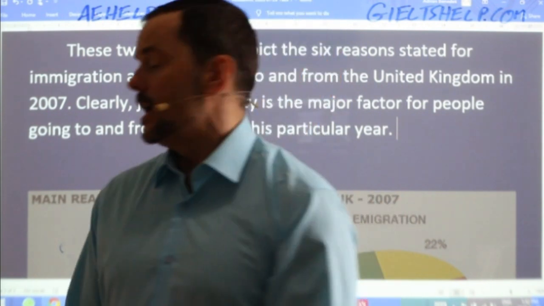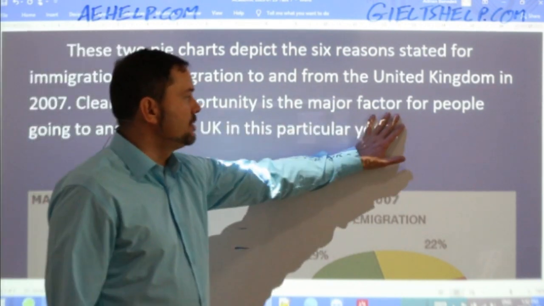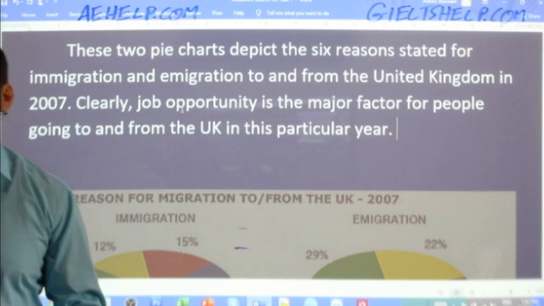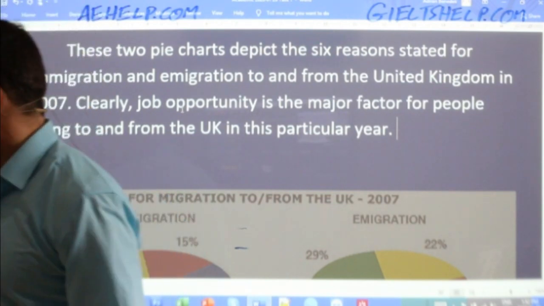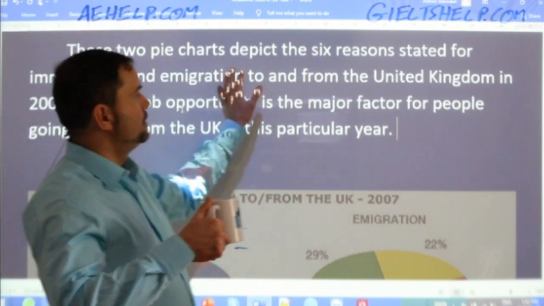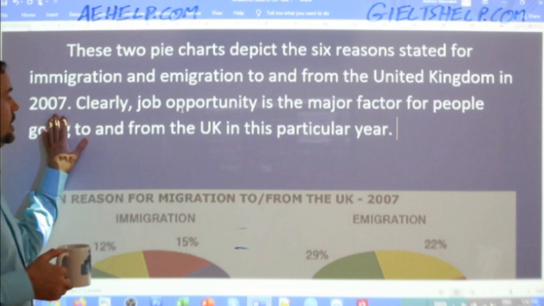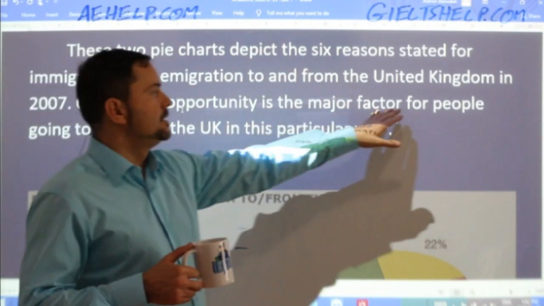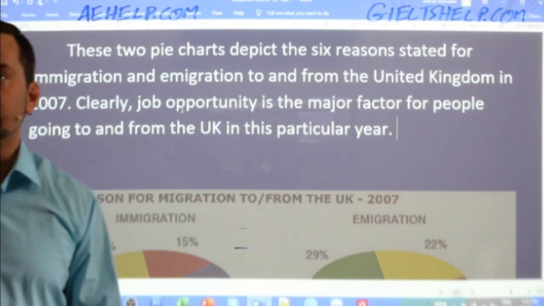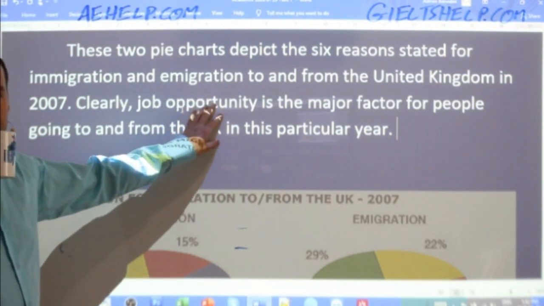All right. Okay. Here is my sentence. Clearly, job opportunity is the major factor for people going to and from the UK in this particular year. Is this a good sentence? Do you think it's a band 9 level sentence? Let's read the whole introduction. These two pie charts depict the 6 reasons stated for immigration and emigration to and from the United Kingdom in 2007. Clearly, job opportunity is the major factor for people going to and from the UK in this particular year. So, what do you think about my main feature sentence? Is that a band 9 or not?